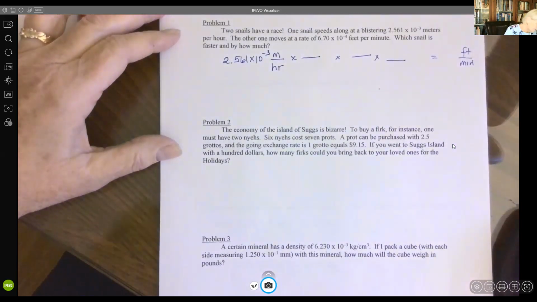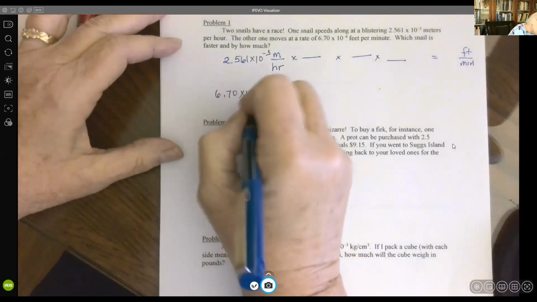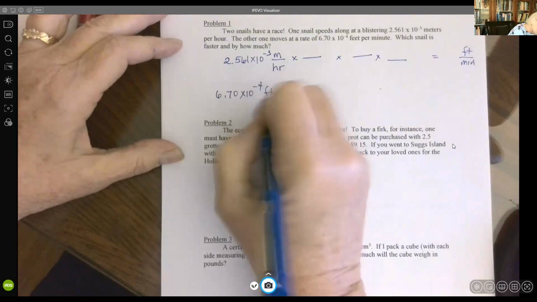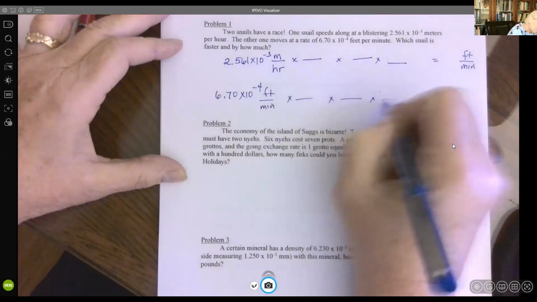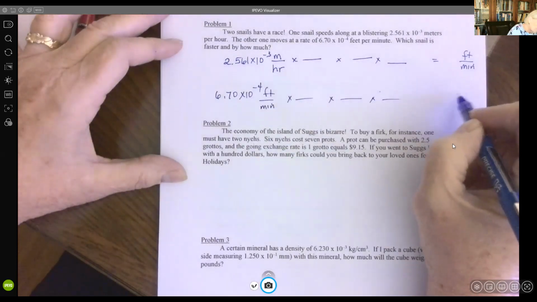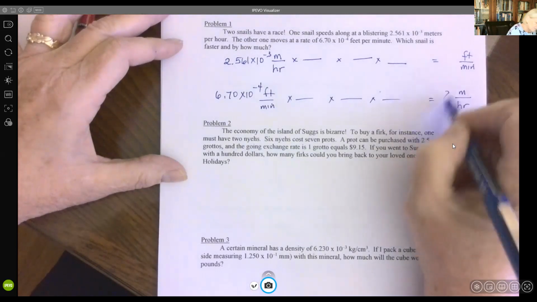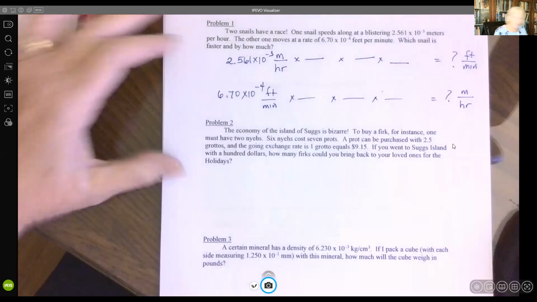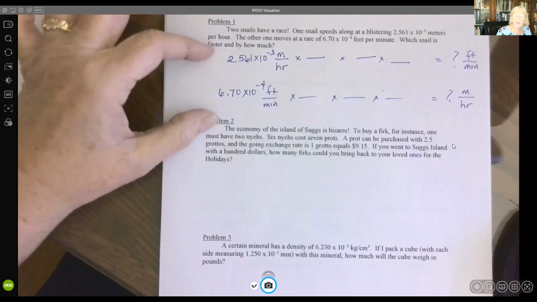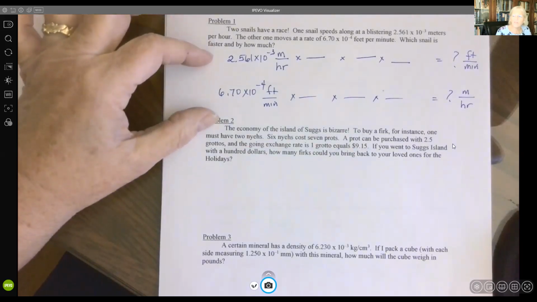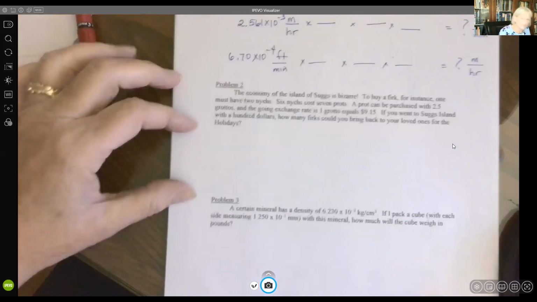The other way you could do this is start with 6.70 times 10 to the negative 4th feet per minute and convert it into meters per hour. Only have to do it one way, but I've got both written in the answer key. This is not a hard problem. This does not involve 2 or 3 dimensions at all. This one is just fun.